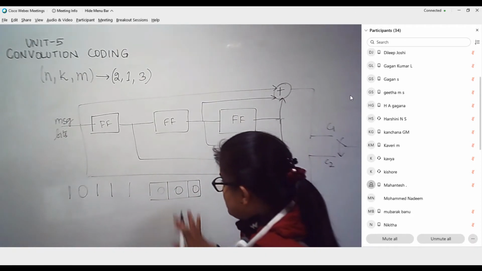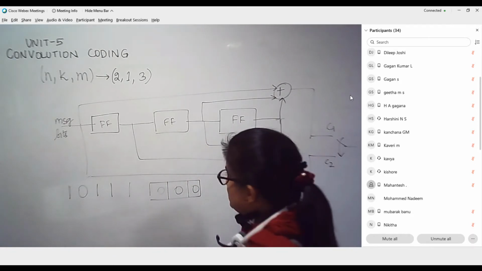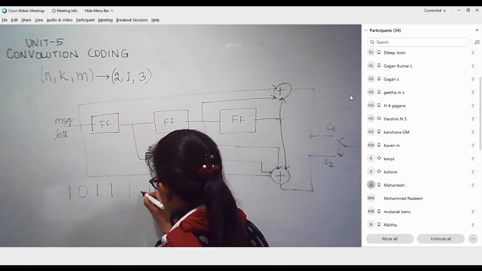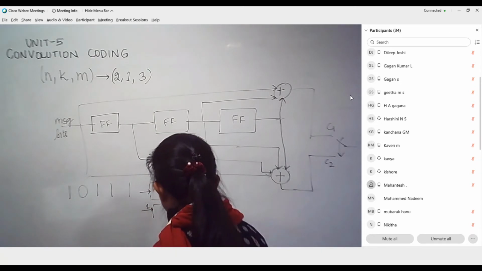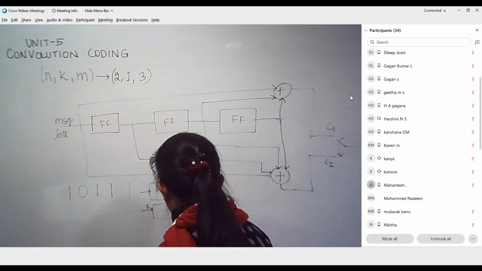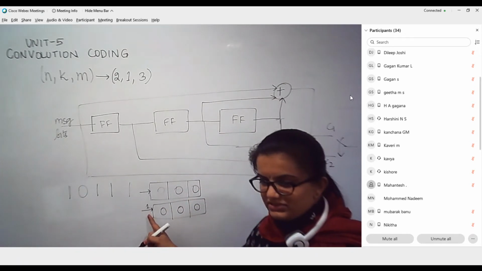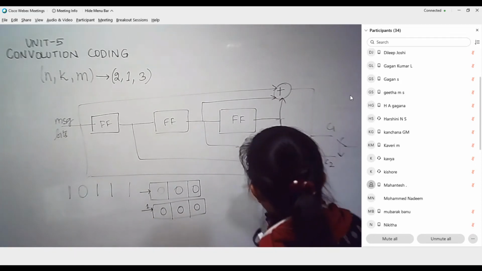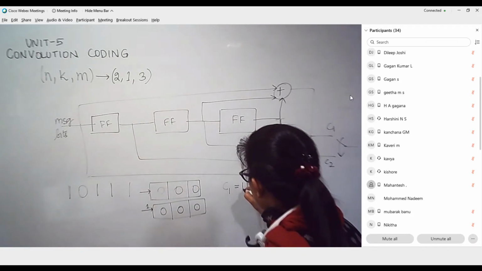Next, what will happen? The output is anyway C1 will be 0, C2 will be 0. Next, the bit 1 will be present over here. Please observe here carefully. At time instance T0, 1 will be present over here, rest all will be 0. So your output, if I call this as C1, will be the actual message input, that is 1.